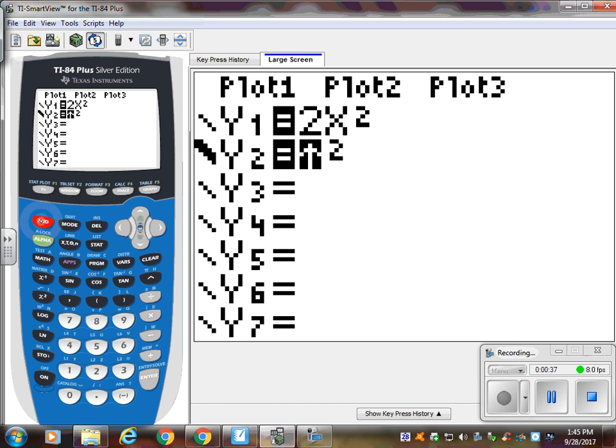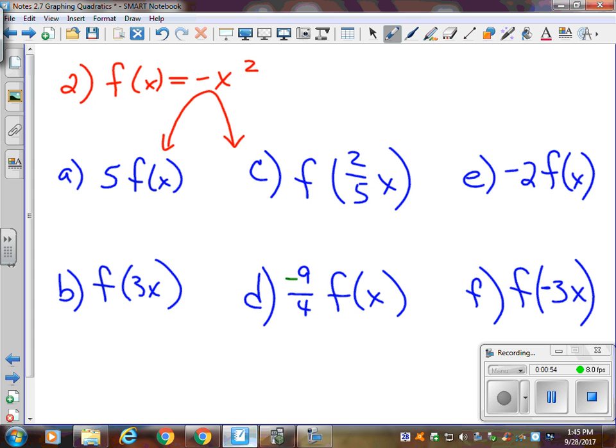To insert a negative, you just press second delete right in front of it and put the negative instead of retyping the whole thing. Now the first one, for the Y1, it says put 5 on the whole problem. So that means 5 times negative x squared. Now we know that's negative 5x squared, right?